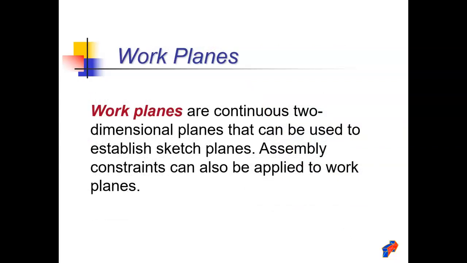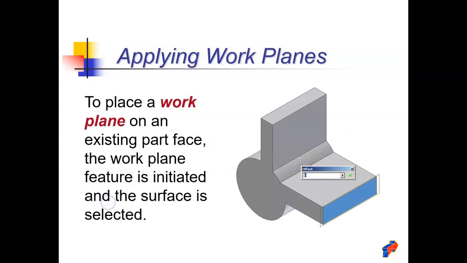Work planes, however, are a continuous two-dimensional plane that can be used to establish sketch planes. Assembly constraints, when putting them together, can also be applied to the work planes. To place any work plane on an existing part face, the work plane feature is initiated and the surface is selected. Here you see what's highlighted in blue. They've clicked on that surface. There is now a flat surface extending in all directions. It goes on forever.